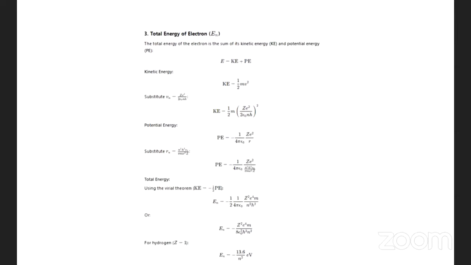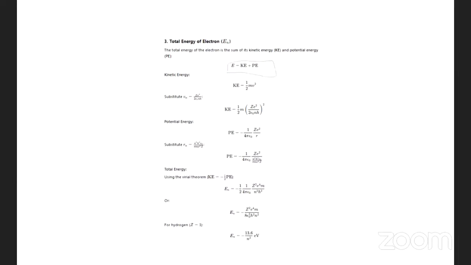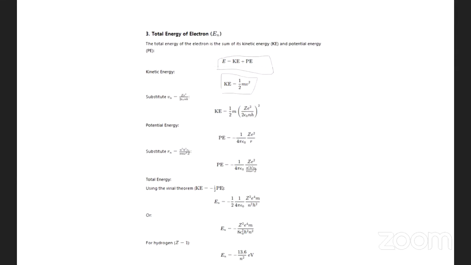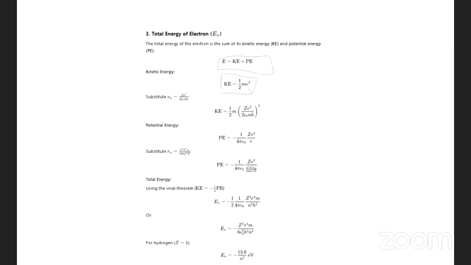So look, this is what I told you. The total energy is KE plus PE. KE is equal to half mv square. What he has done is put the value of velocity found in the previous derivation and written kinetic energy as this.